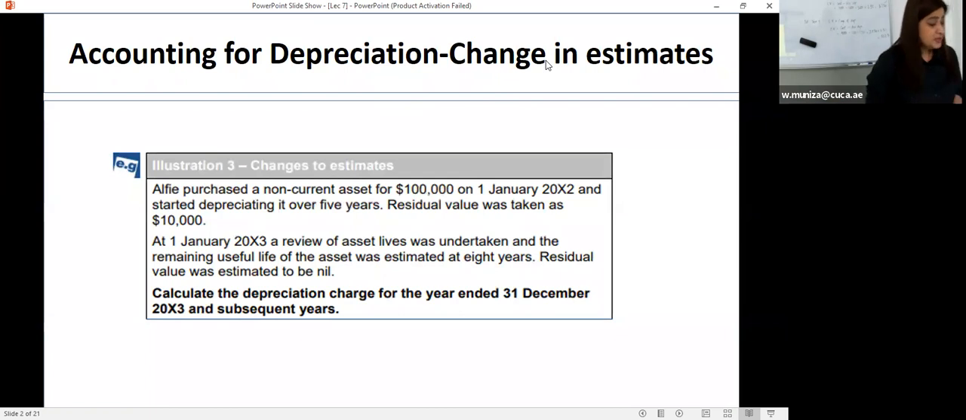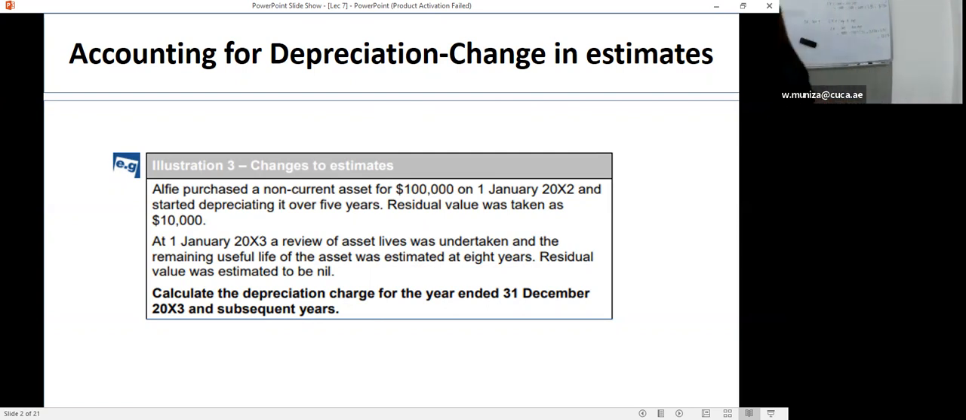Okay, now students, illustration number 3, changes to estimates. Students, you must know that residual value or the expected useful life of an asset are just estimates of the organization. Organization के अंदाजे होते हैं कि residual value कितनी होगी asset की या फिर expected useful life कितनी होगी asset की. These estimates can be changed at any time.